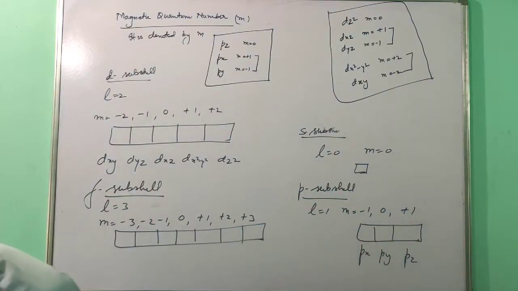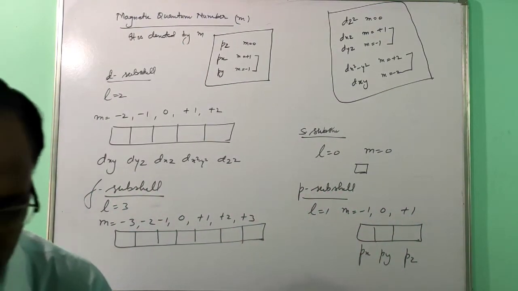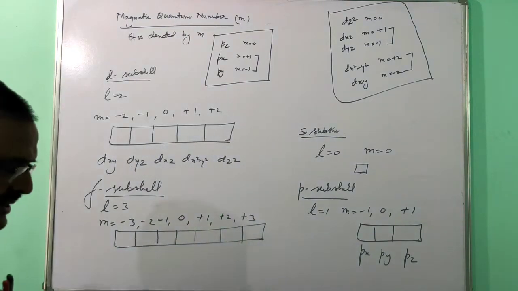Now the next one is the spin quantum number. This is the last quantum number, the spin quantum number.